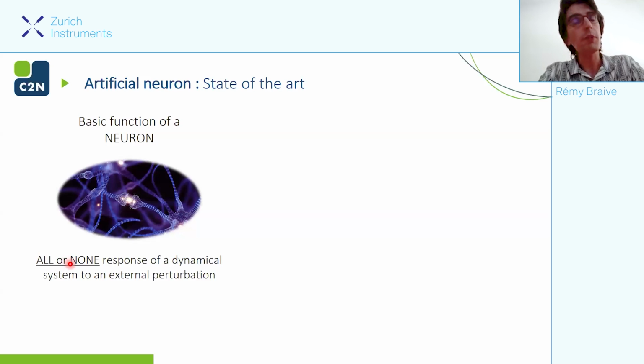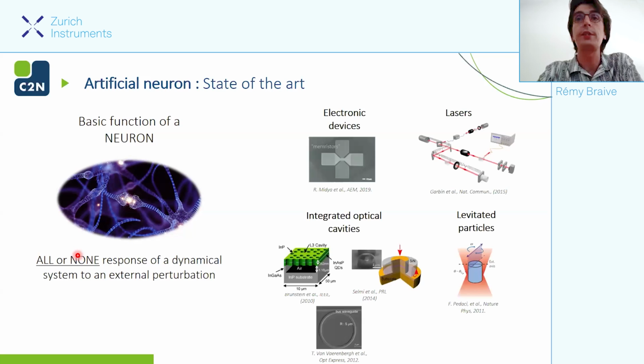So of course, there have been several implementations already of this kind of artificial neurons with electronic devices, but also with optical devices with lasers, but this is kind of a tabletop experiment once again, or with integrated optical cavities and purely optical cavities, and also with levitated particles where the light is probing the mechanical displacement of the system, but there is no back action, so there is no action of the mechanics on the optics that we can do with the optomechanical system I have just shown you previously.